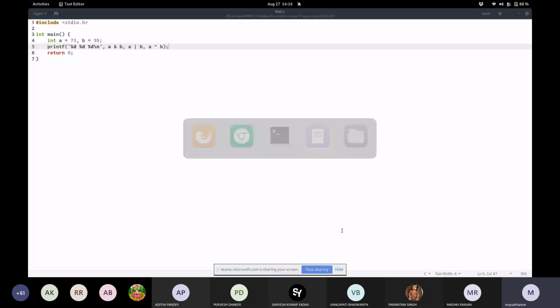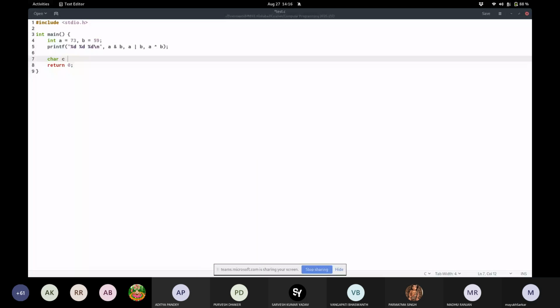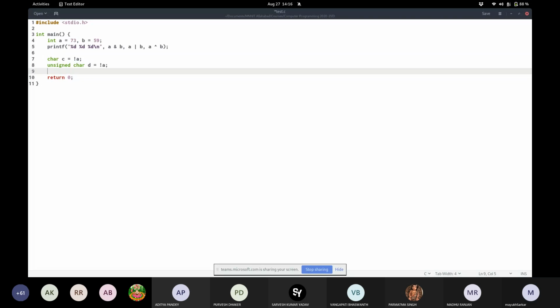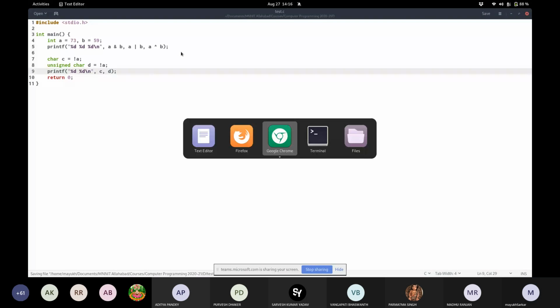So if I put say char c equals not a, and unsigned char d equals not a, I'm going to print their integer values. Obviously, I'm not interested in their character representation, but what integer they are representing within memory.